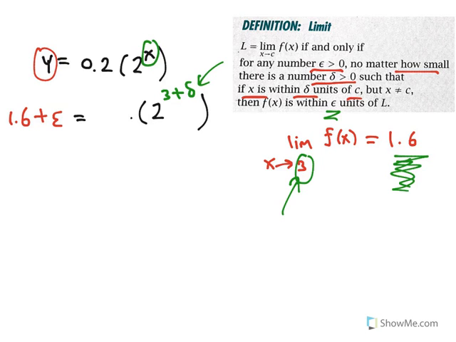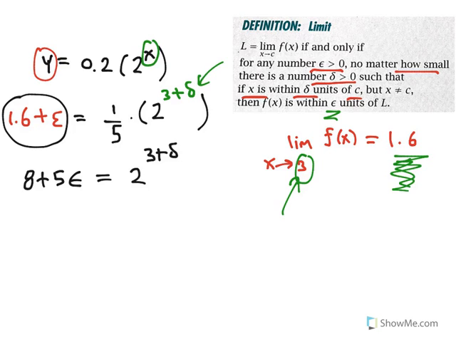and the way you can do that here is first you can write 2/10 as 1/5. 1 divided by 5 is 2/10, and then you can multiply both sides of this equation by 5. So when you do 1.6 times 5, you will get 8. So when you're multiplying the left side of the equation by 5, you distribute 5 to 1.6, you get 8, and then you get 5 times epsilon. On the right side, 5 times 1/5 is 1, so you're just left with 2 to the 3 plus delta power.